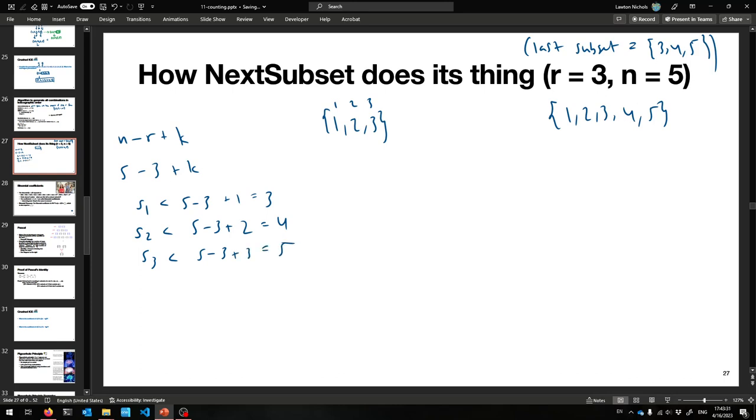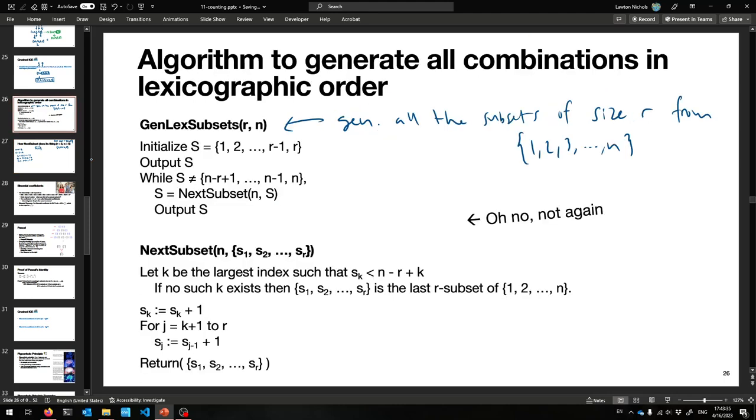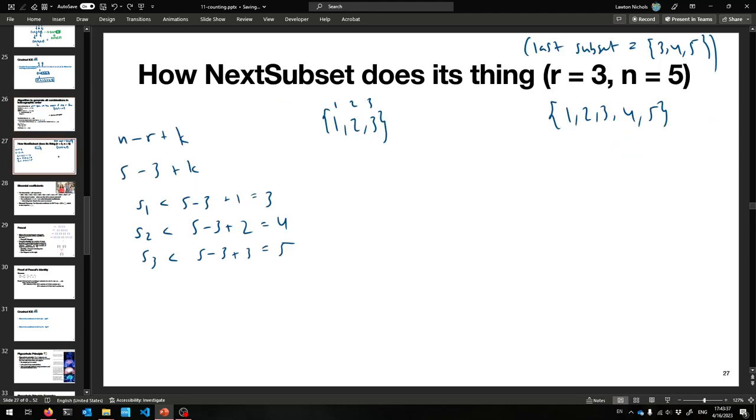And so that's 5. Is that less than 5? Yeah, it sure is. So we're looking for the biggest k, right? The biggest k such that this is true. And it looks like our last one works. K could be 3. And so that's s of k. All right, what do we do with s of k?